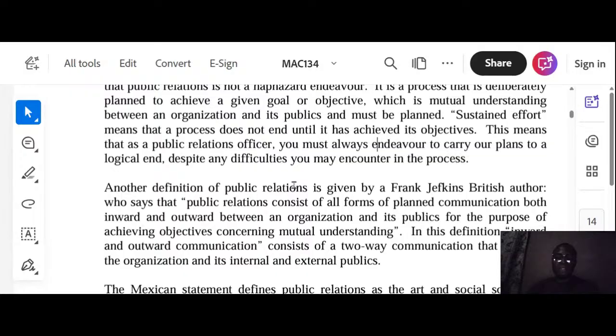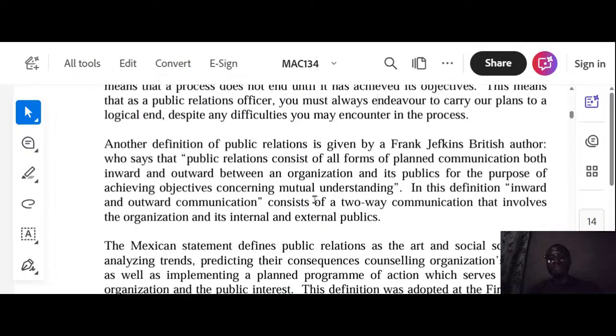we'll move to another definition. Already you know two definitions by now: the one from Gottlieb, Center and Broom, and the one from the British Institute of Public Relations. The third definition tonight is given by Frank Jefkins, a British author. Frank Jefkins says public relations consists of all forms of planned communication, both inward and outward, between an organization and its publics for the purpose of achieving objectives concerning mutual understanding.